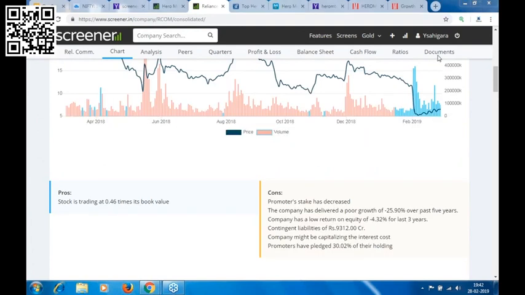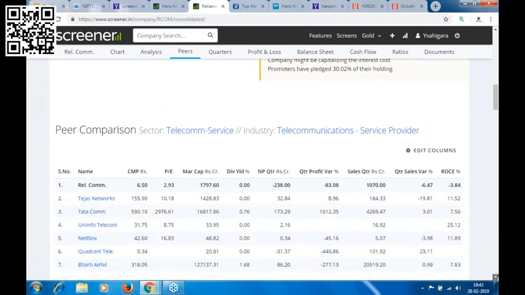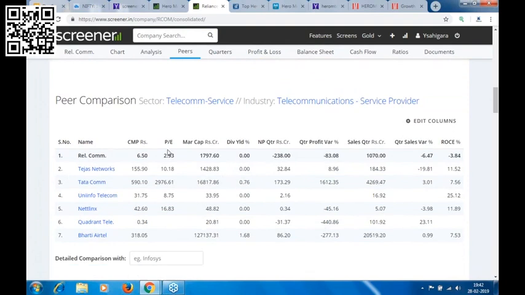The stock is trading at 0.46 times its book value; this is the only pro. Cons are that the promoter stake has decreased. The company has delivered a poor growth of minus 25.9% over the past 5 years. The company has a low return on equity. There is a contingent liability of rupees 9,312. The company might be capitalizing the interest cost. Promoters have pledged 30% of their holdings, which is not a good sign for any company. This is the peer comparison that you can do with other companies.